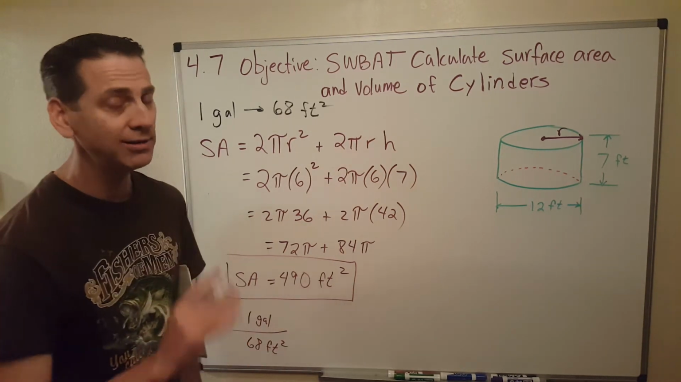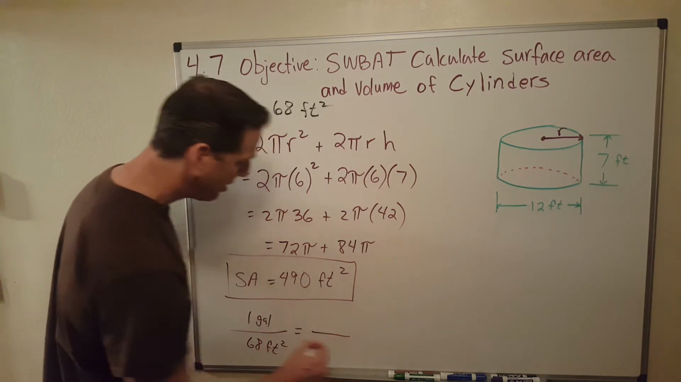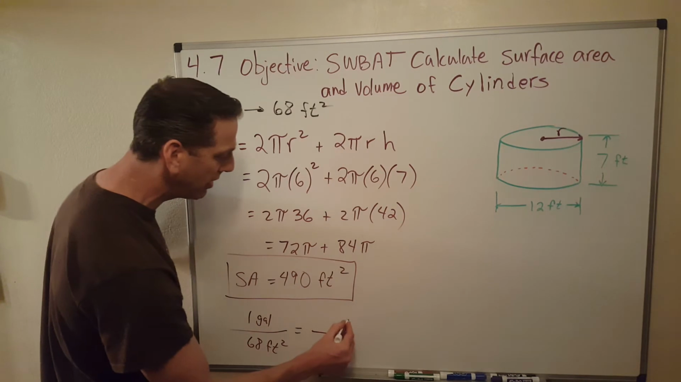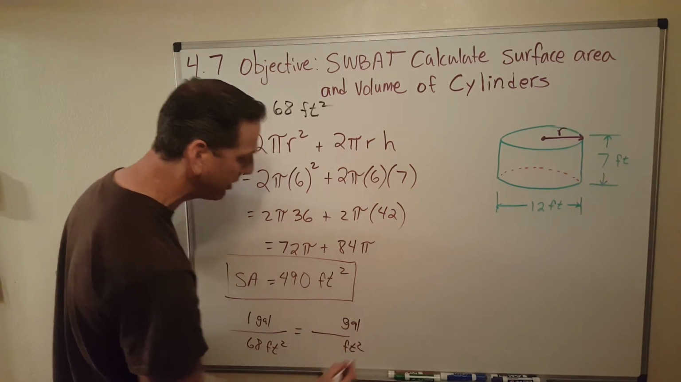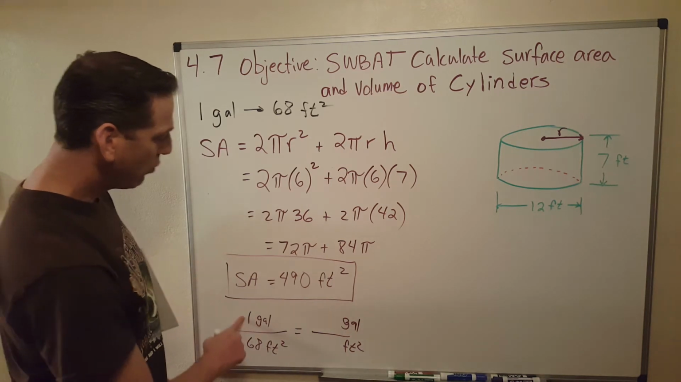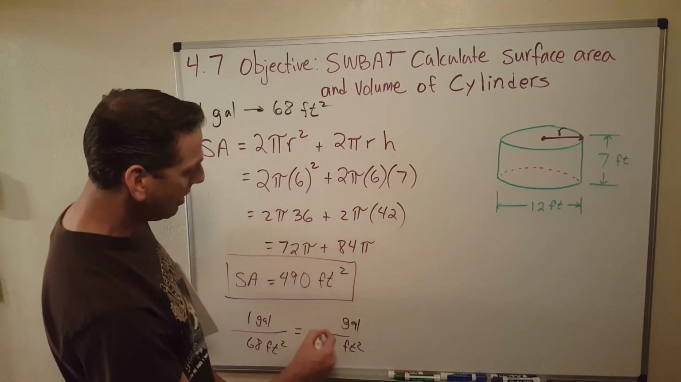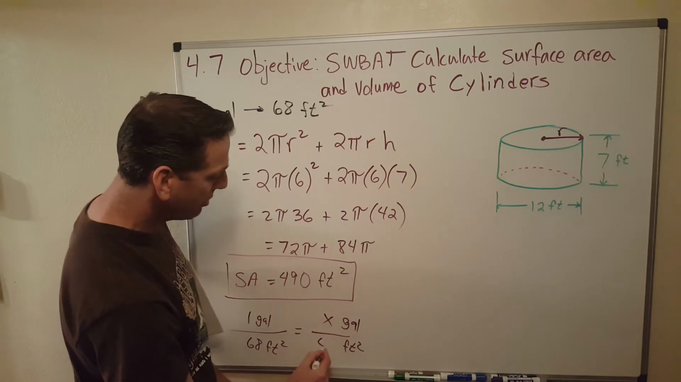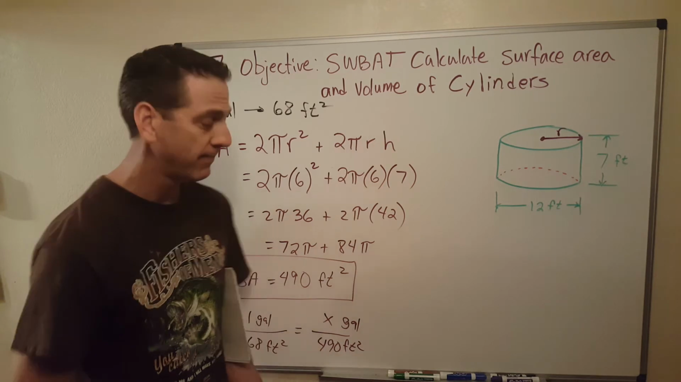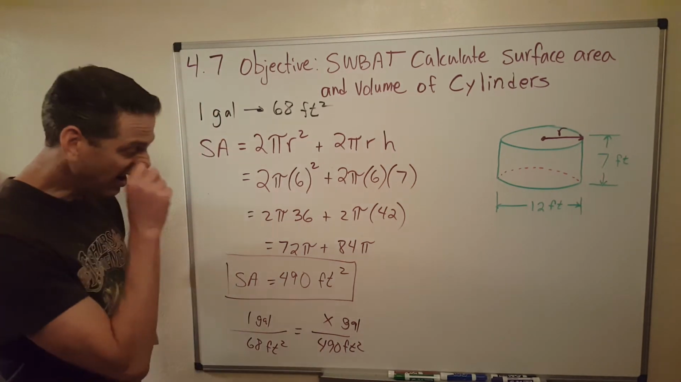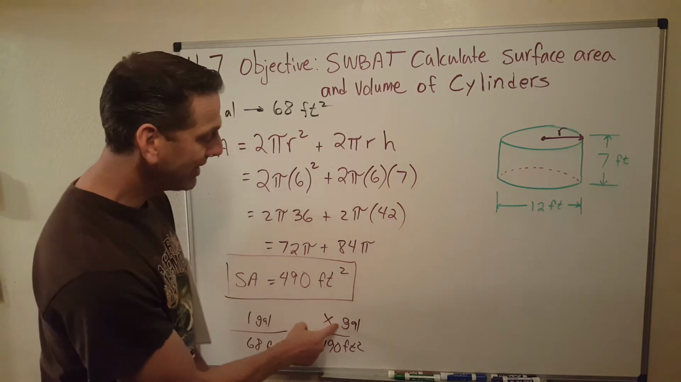Notice I put my units in there, very important. And that's going to equal, if I have gallons over square feet, I've got to put gallons over square feet over here too. If 1 gallon gives me 68 square feet, how many gallons will I need for 490 square feet? See the proportionality there? Now I can simply solve for x and figure out how many gallons I need.